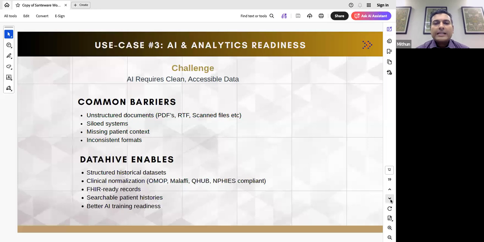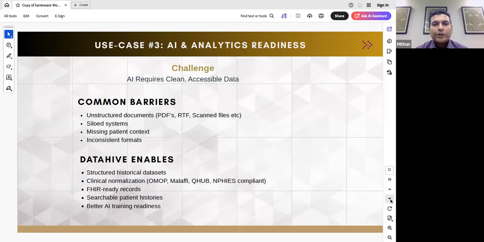The second use case is your AI and analytics readiness, which is in case you have already migrated to a new platform and already archived your legacy data, but now you want to ensure that your data foundation is clean and accessible so that you can initiate long-term AI and analytics programs for your organization.